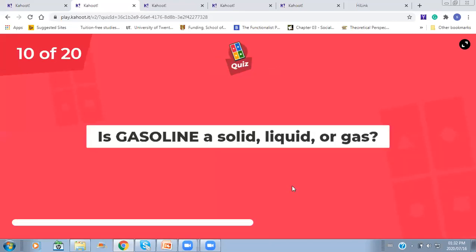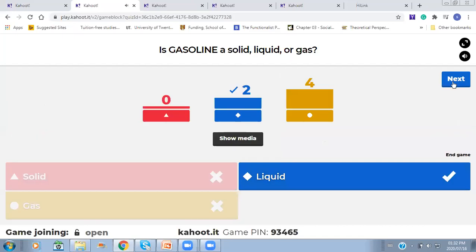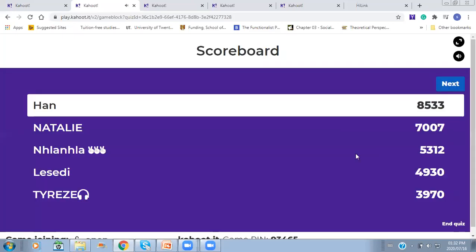Is gasoline a solid, liquid, or a gas? So let's see. Which one is that? Okay, four people got this. Yes, Han first, followed by Tyrus, Natalie, and Clank. Let's move to the next.